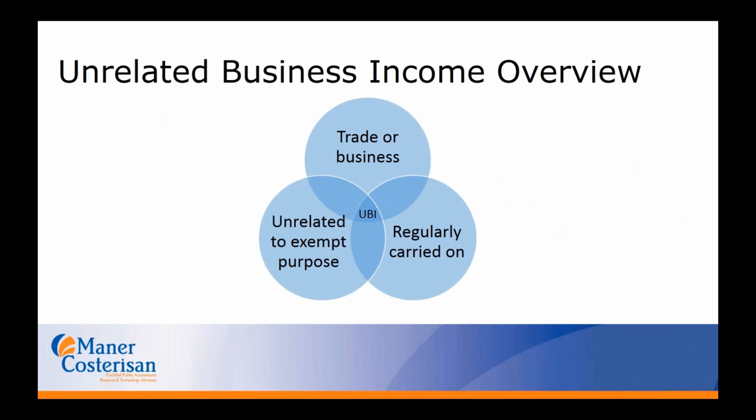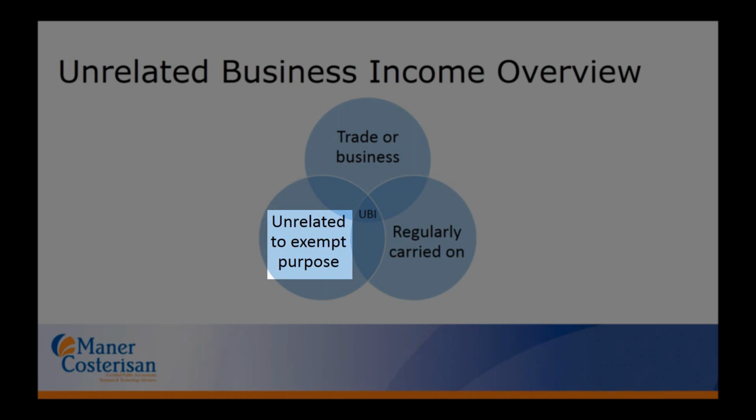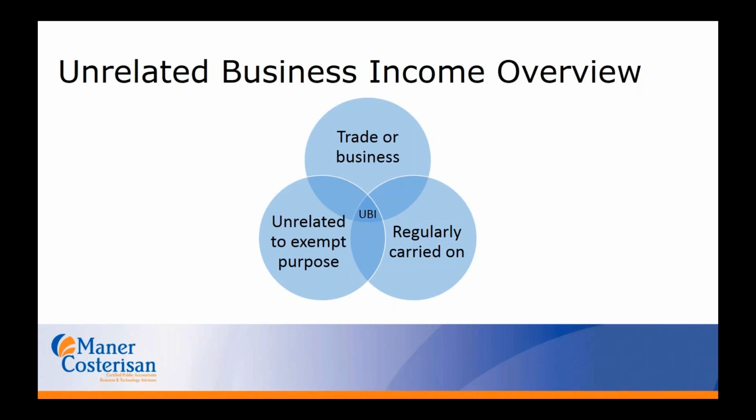On this slide, it shows the 3 prongs, and I kind of like to look at it as a 3-legged stool. And as I go through these, you'll find that if you kick one leg out of that stool, then you're okay. You don't have UBI. It really has to meet all 3 of these different legs, I guess, or prongs. So it has to be a trade or business, has to be unrelated to your exempt purpose, and it has to be regularly carried on.